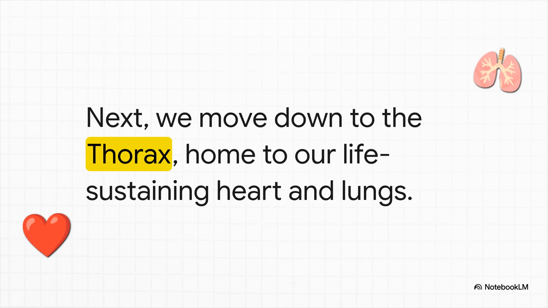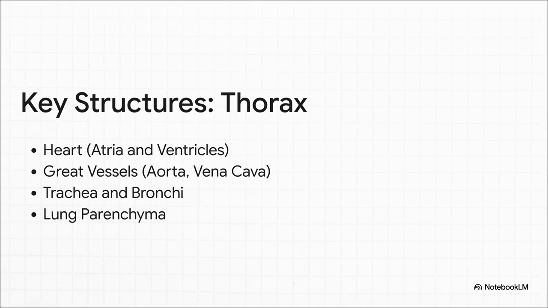Okay, moving down a bit, we enter the thorax. This is basically the protective cage for our heart and our lungs. Now, this is where these sectional views are just absolutely critical. A coronal slice, for instance, can show all 4 chambers of the heart at once, while an axial view is perfect for inspecting those huge vessels, like the aorta. It even lets doctors look at the very tissue of the lungs, the parenchyma, to spot signs of pneumonia or other diseases. It's just incredible.